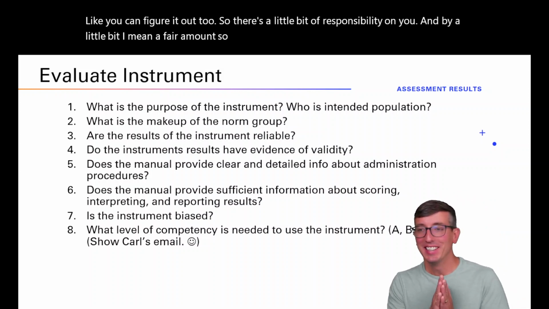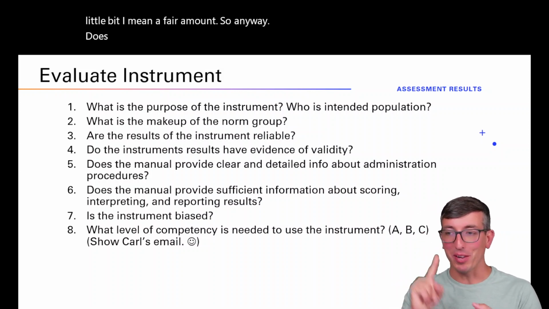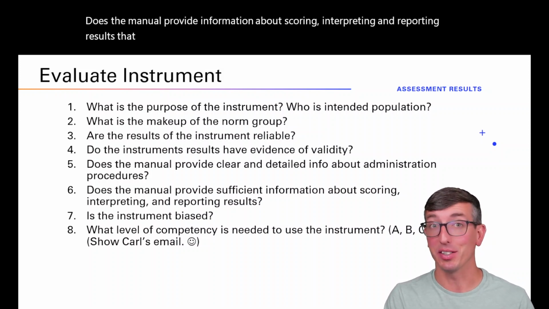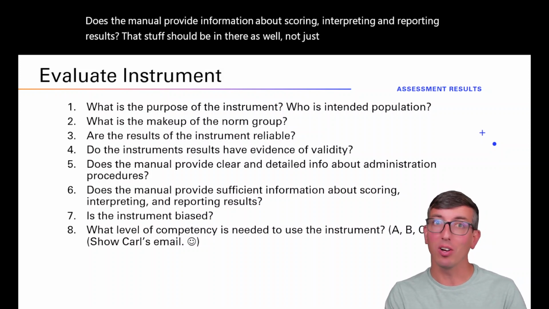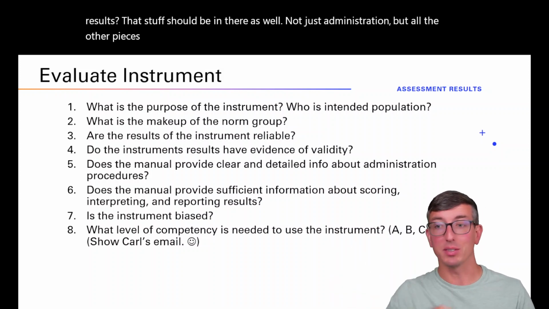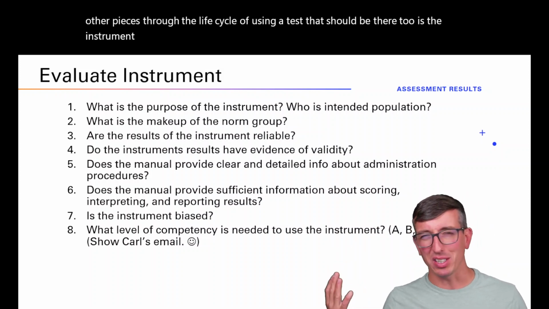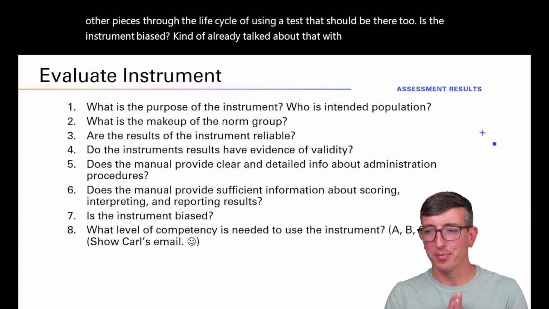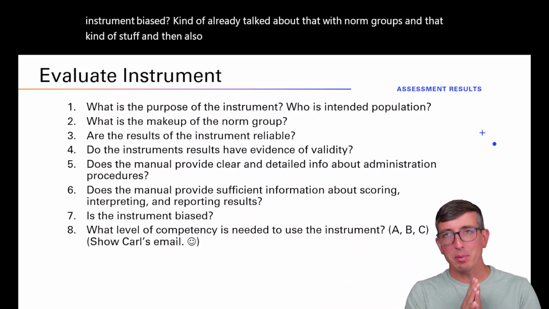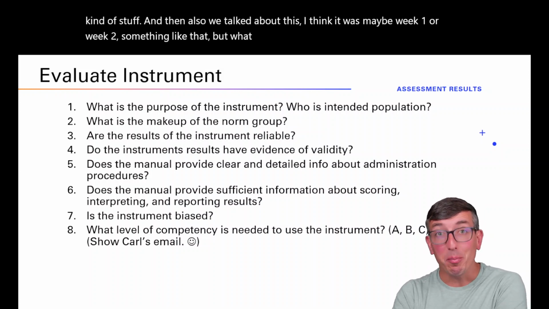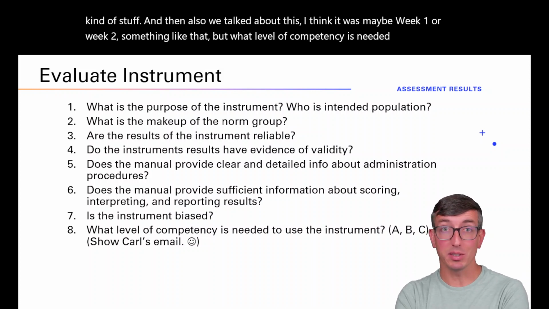So anyway, does the manual provide information about scoring, interpreting, and reporting results? That stuff should be in there as well, not just administration, but all the other pieces through the life cycle of using a test. That should be there too. Is the instrument biased? Kind of already talked about that with norm groups and that kind of stuff. And then also, we talked about this, I think it was maybe week 1 or week 2, something like that, but what level of competency is needed to use the instrument?